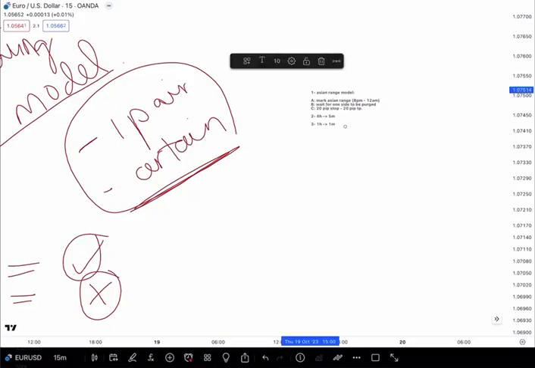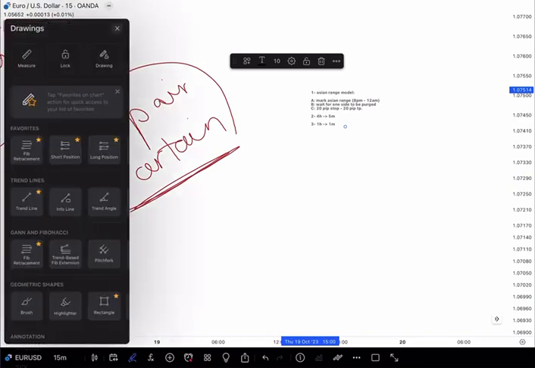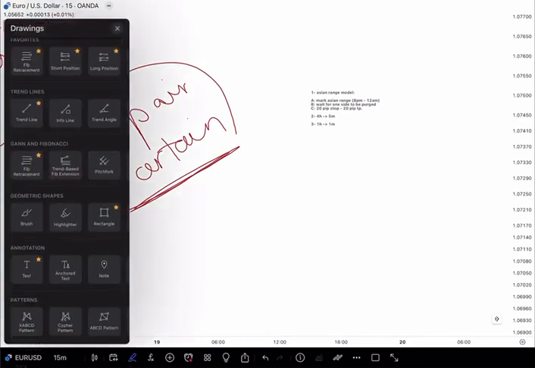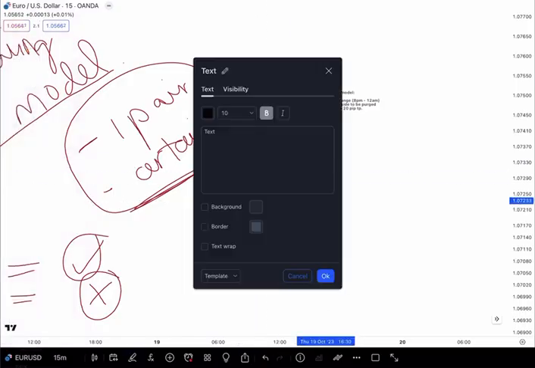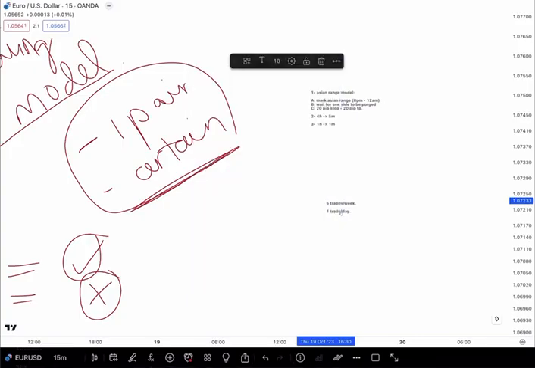Now this model will offer you 5 trades per week, all right? Once a day. Five trades per week, 1 trade per day. If you only trade this, that's all you will ever need, right?